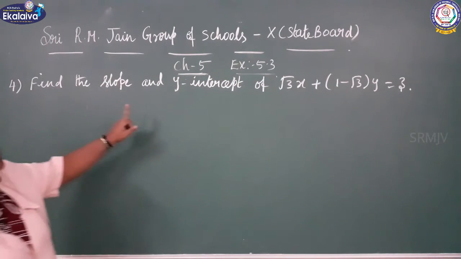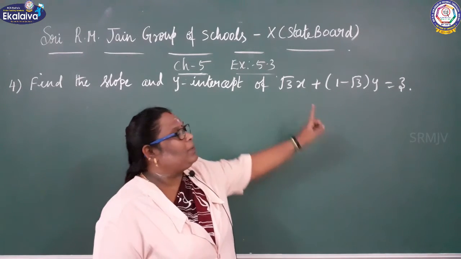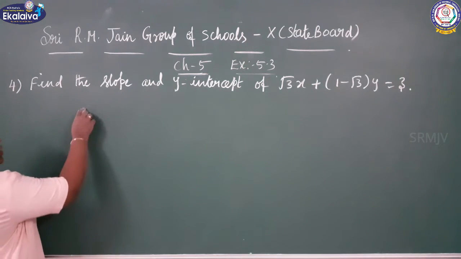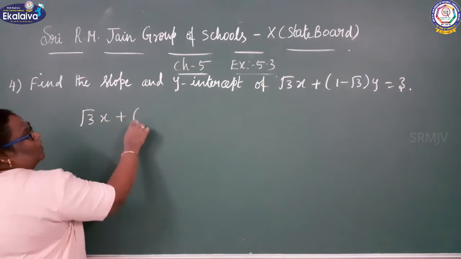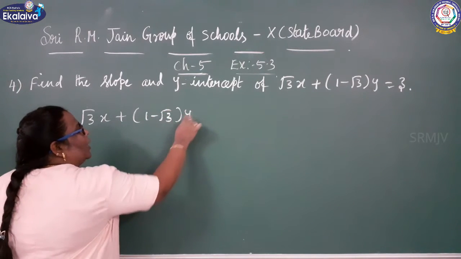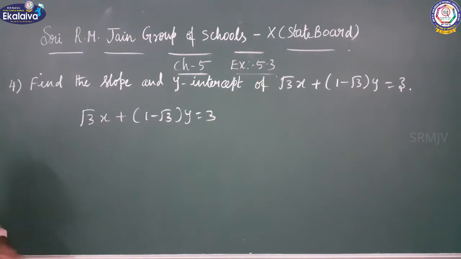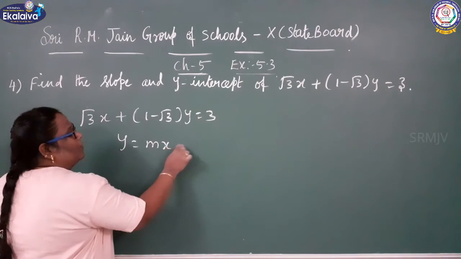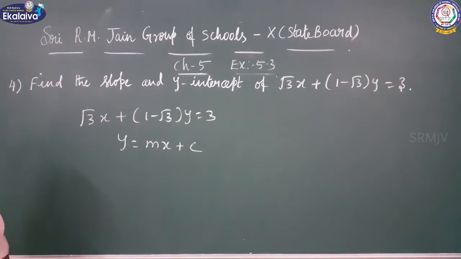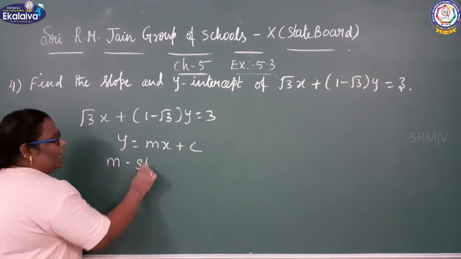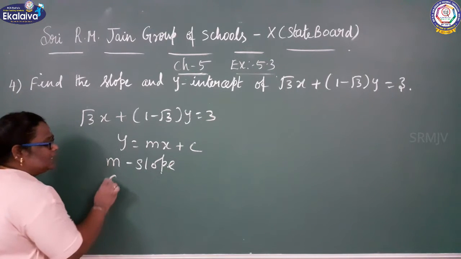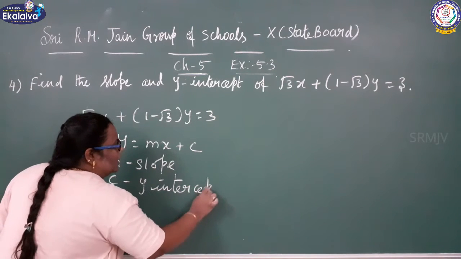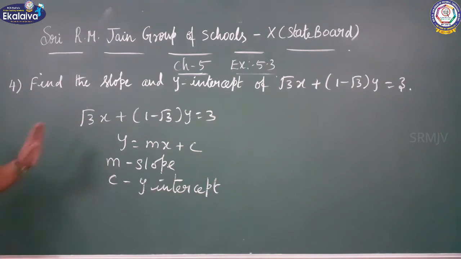Fourth sum, find the slope and y intercept of root 3 x plus 1 minus root 3 y equal to 3. So you can take the equation root 3 x plus 1 minus root 3 into y equal to 3. You can bring it into y equal to mx plus c form. In this equation, m equal to slope and c is nothing but y intercept. So you can bring that form.